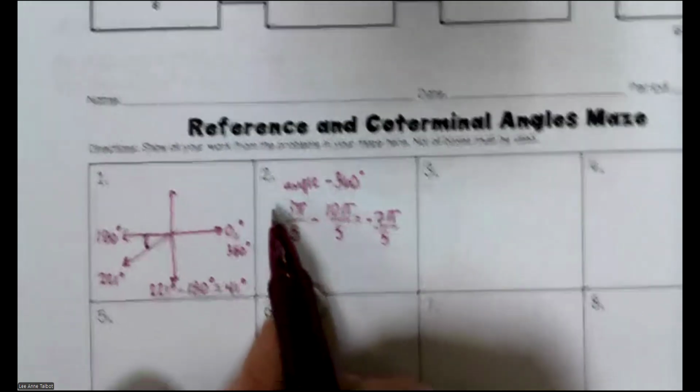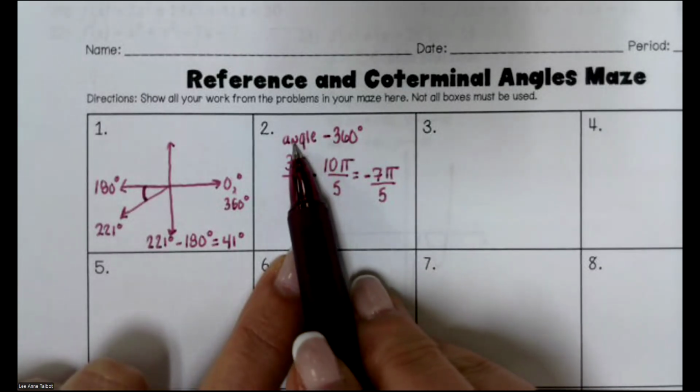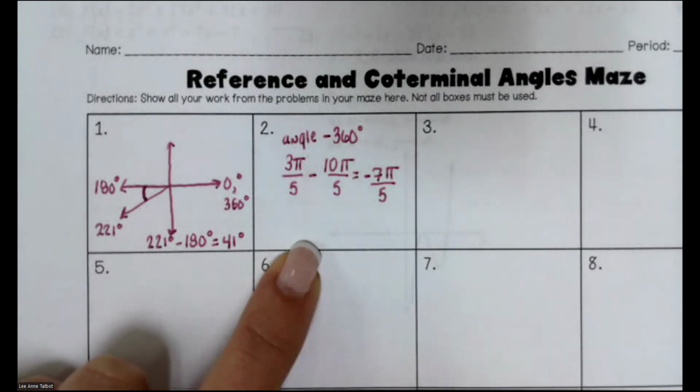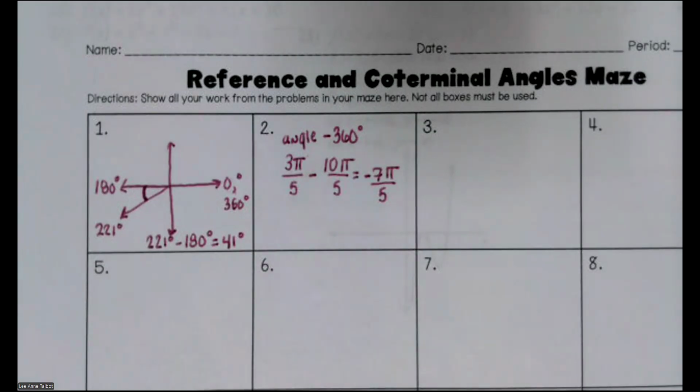I'm just gonna write that for myself, just because we're learning. Negative coterminal is your original angle minus 360. 360 in radians is 2 pi, so that's where I got the 10 pi over 5 from.